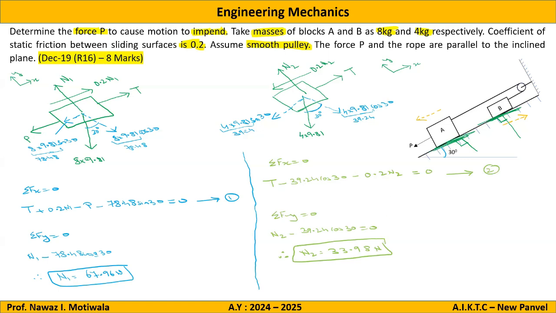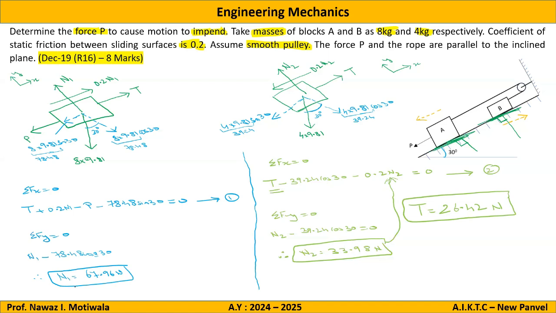Now, substituting this value of N2 in the equation made above, that is equation number 2, the only unknown in this particular equation is T. On solving this equation, I will get the value of T as 26.42 newtons. What you have to do is just substitute the value of N2 in equation 2 and get the answer for T.